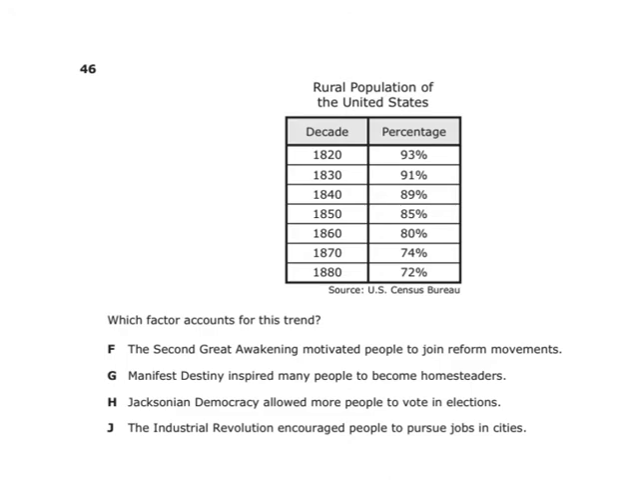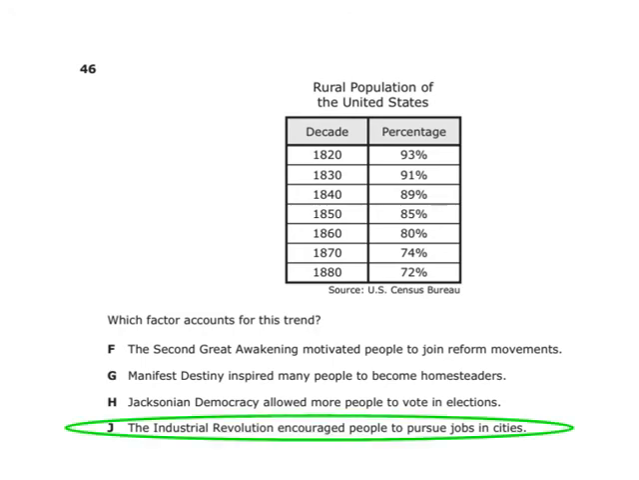Rural populations of the United States. Decade, we have 1820 all the way to 1880. And then percentage, all those listed there. Which factor accounts for this trend? Well, we know rural means areas without a lot of people, right? Not a lot of population density. It's out in the country or maybe small towns. Urban areas or city areas are more densely populated, a lot more people together, right?